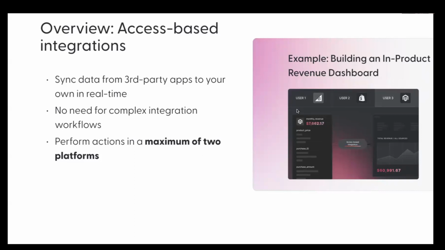So in our example here, we're saying we're going to build an in-product revenue dashboard. And we want to pull information from 3 different commerce providers: BigCommerce, Shopify, and Magento. And we're going to use Alloy's unified API to do just that. This is an example of us pulling information and sending it to our platform. So you have 2 applications at play. You've got a third-party service, which could be BigCommerce, Shopify, or Magento, but it's going to be one of those 3. And then the destination is going to be your platform.